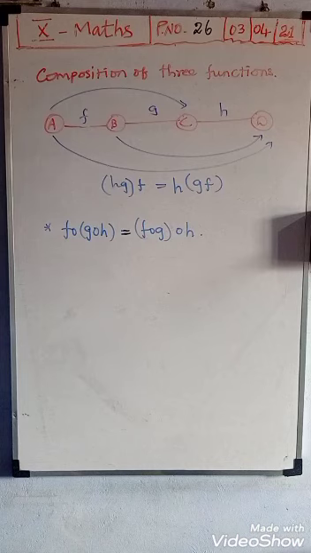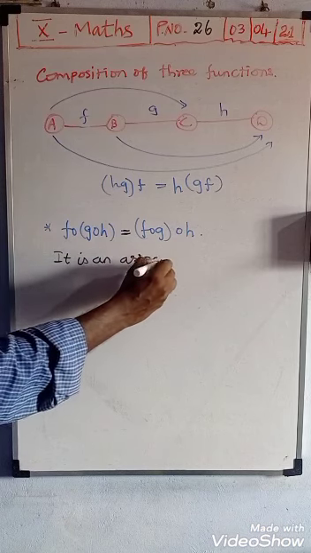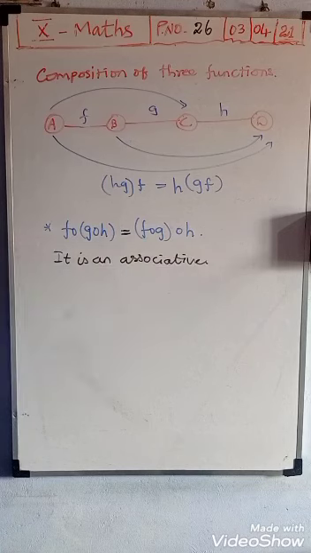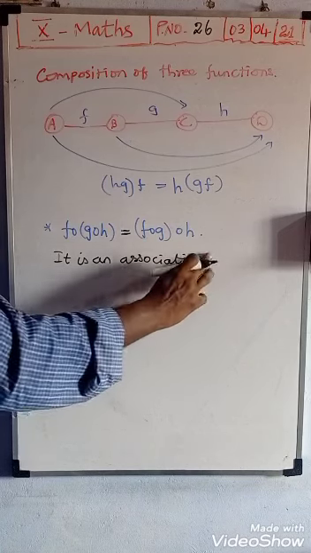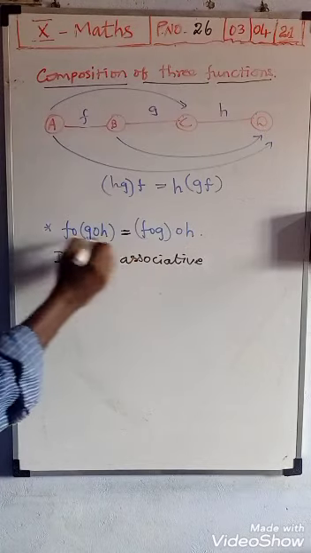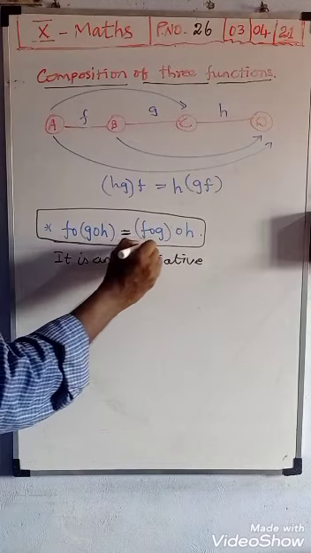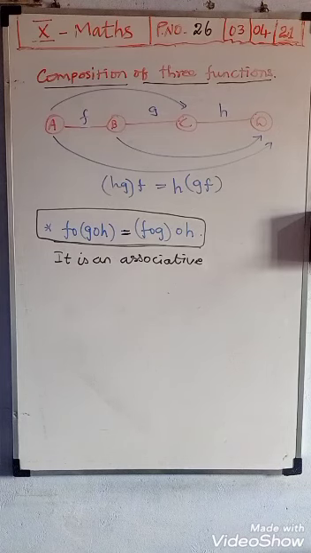So already I have explained this. Composition of two functions is not commutative. Yes, so the composition of functions is not commutative, but the composition of three functions is always associative. So it is an associative function. Okay, it is an associative function. So composition of three functions is associative. This is the law. Okay, so using this formula we are going to solve the exercise problem.